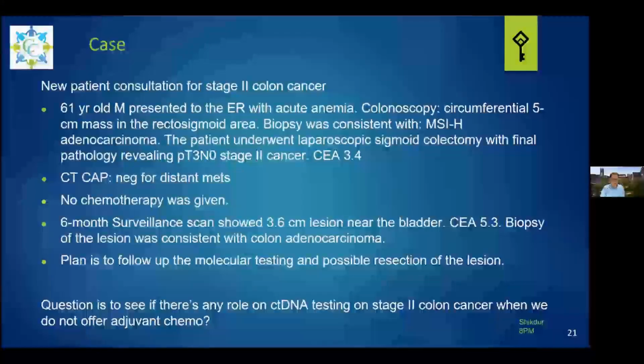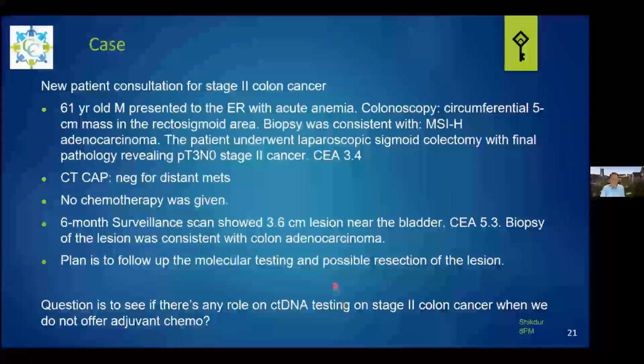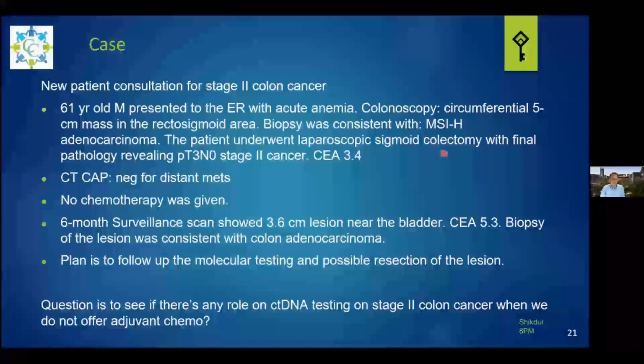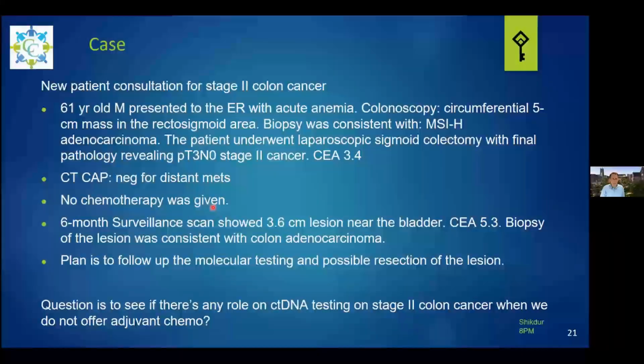Let's go over your case. So I think it's a great case. This is a 61-year-old male presented to the emergency room with anemia. Colonoscopy shows a 5-centimeter mass in the rectosigmoid area. Biopsy shows an MSI high adenocarcinoma. Patient went on to get laparoscopic sigmoid colectomy, T3N0, no evidence of metastatic disease, and you decided no chemotherapy in this case. And I'll show everybody why you decided no chemo in a moment.